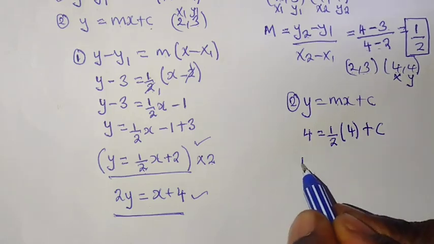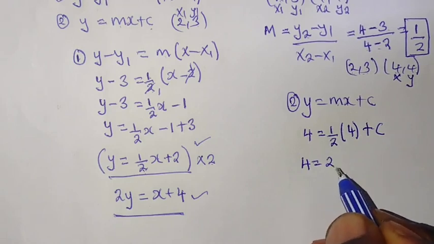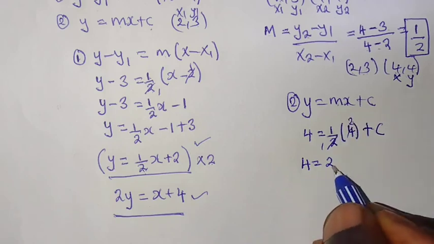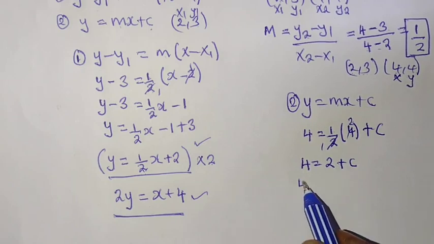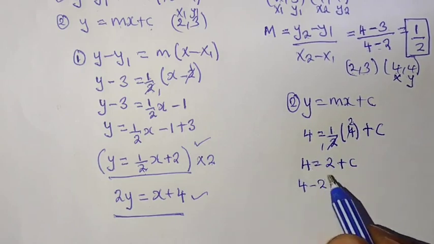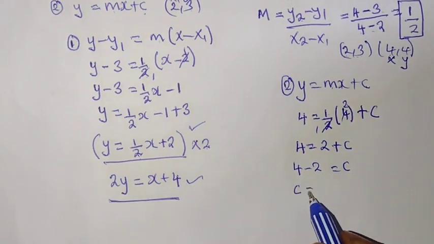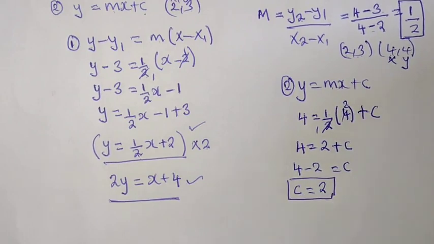Okay, so here we are going to have 4 equal to half times 4, it's a 2. Meaning that 2 here, 1, 2 into 4, it's a 2. 1 times 2 is a 2. Then plus c. Then from here we can have 4 minus 2, this 2 has gone this side, equal to c. So we can have c is equal to what? 2. So the value of c is equal to 2.